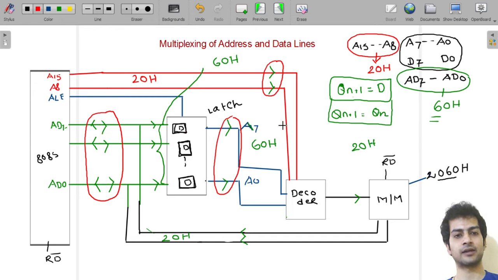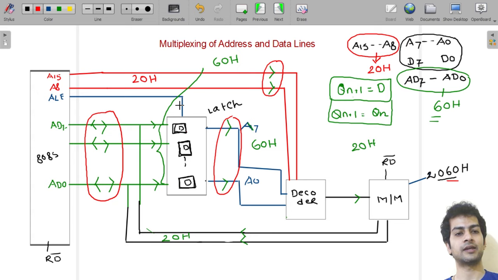If I revise it again, my aim is to bring data 20H, which is present at memory location 2060H, to the processor. So what will the processor do? The processor will first originate address 2060H. The 20H will get latched with the higher order address bus, and it will come to the decoder. Simultaneously, ALE will get energized.